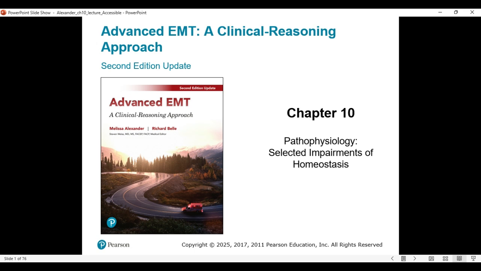Alrighty, welcome back to the Advanced EMT. Of course, we're using the Pearson's Advanced EMT, A Clinical Reasoning Approach, Second Edition, the updated version. Chapter 10, Pathophysiology. We're going to talk about select impairments of homeostasis. So we're talking about homeostasis and everything that affects it.